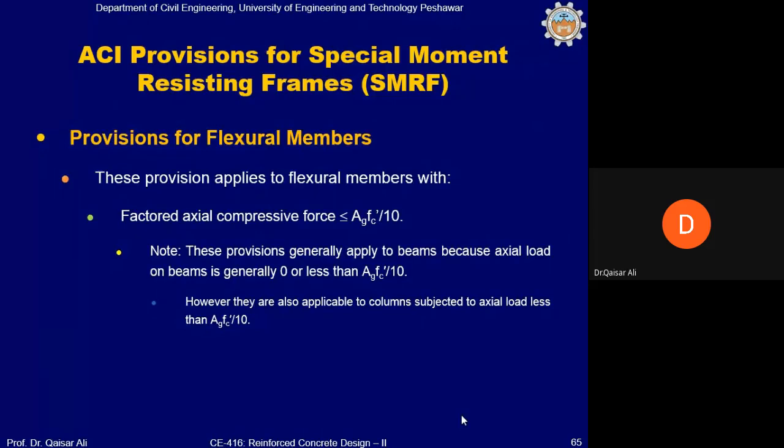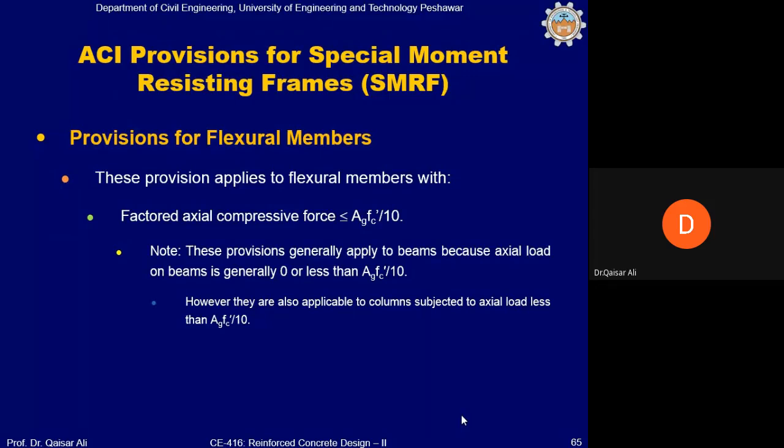So for this member, 3 ksi multiplied by 144 is around 400 kip. 400 divided by 10 is 40 kip. So if the axial load on this member is less than 40 kip, only then will the provisions in the next slides be applicable to that member.